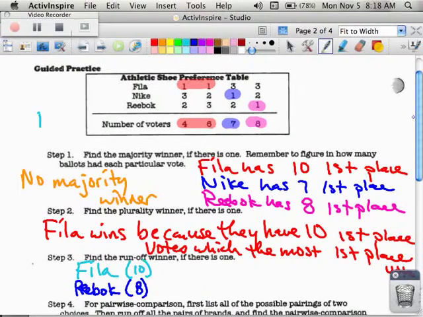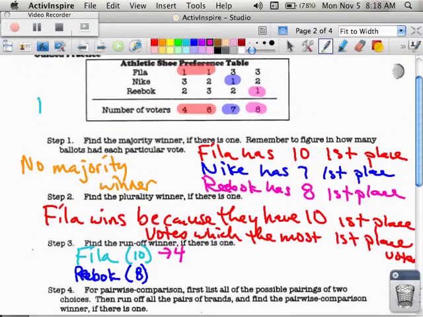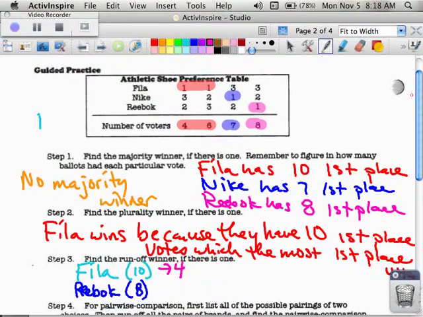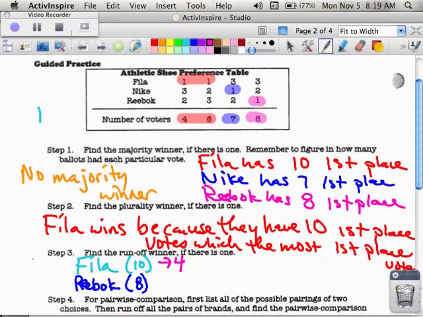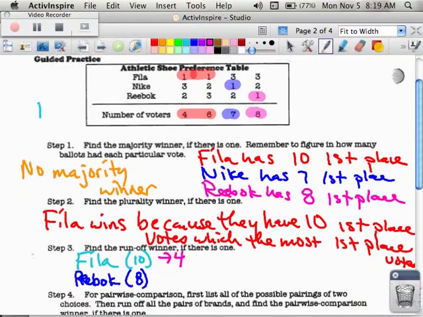So in the first group, how many people chose Fila over Reebok? Fila and Reebok, first group. 4 people said Fila is better than Reebok. So I go down below here, and for Fila better than Reebok, there were 4. Then I go to the next group, and I see Fila, Nike, Reebok. Who wins between Fila and Reebok there? Fila wins, 6 people. So I write that down. There's another 6 people there.